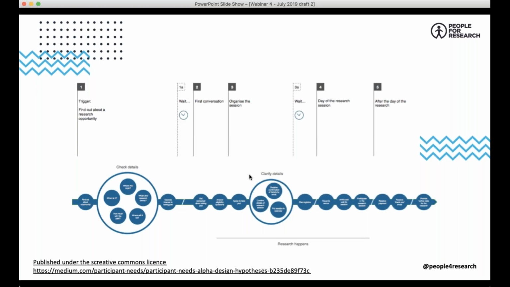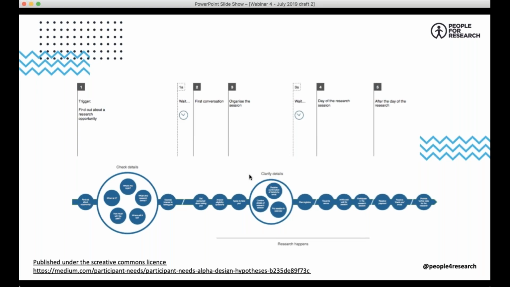They did research into the participants' needs during the research process, starting right from that trigger point where they first find out about the research. And that's going to be the focus for the rest of the webinar, that very early point where we're trying to get a message out there to the right, relevant people, to tell them that there's a research opportunity that they might be able to take part in.